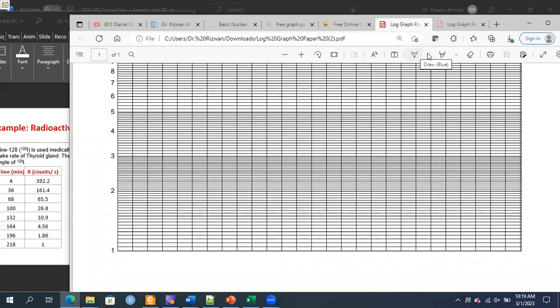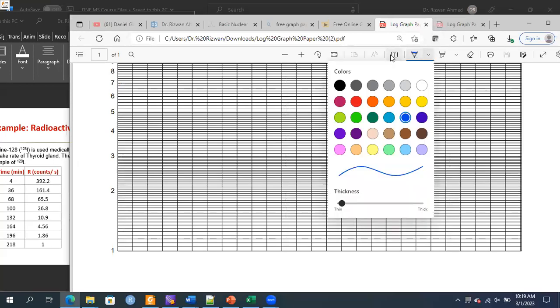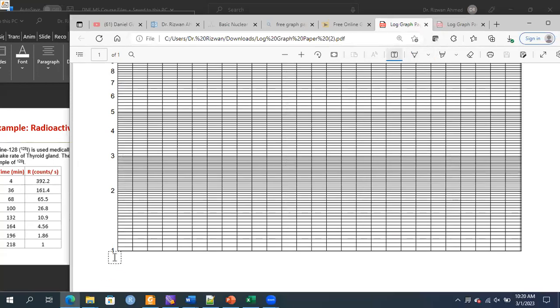So I write some numbers. It's better to use the text. Okay, this one is 0. And this one is 100. This one is 200. And the final division is going to be 300. This is the linear scale. There is no problem with this one. Everybody knows about it. This is the time. Time is in minutes. All graphs must have the axis labeled.